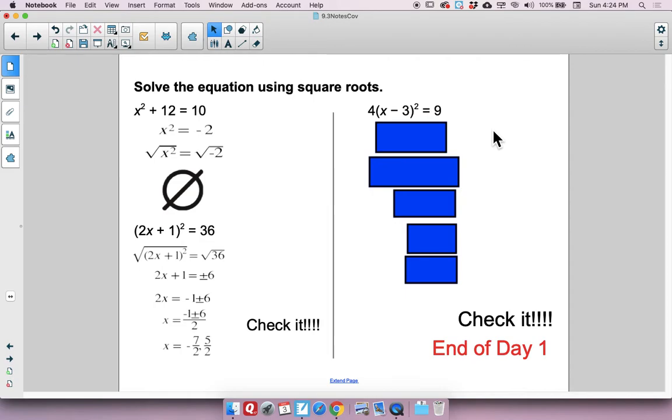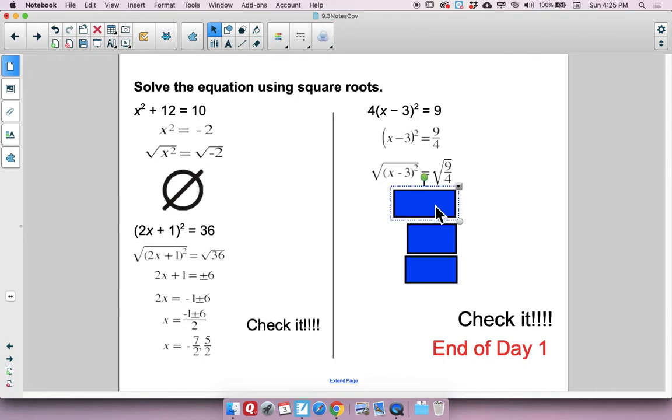Actually, there are multiple ways of doing this one, but give it a shot, and then I'll go through both. Okay, so what I did was I divided by 4 first to get my squared binomial by itself. I then took the square root. The square root of 9 over 4, as we learned in section 9.1 back a few months ago, we can go ahead and split that if we like. Make it square root of 9 over square root of 4, which becomes plus or minus 3 over 2. Square root of 9 is 3, square root of 4 is 2.